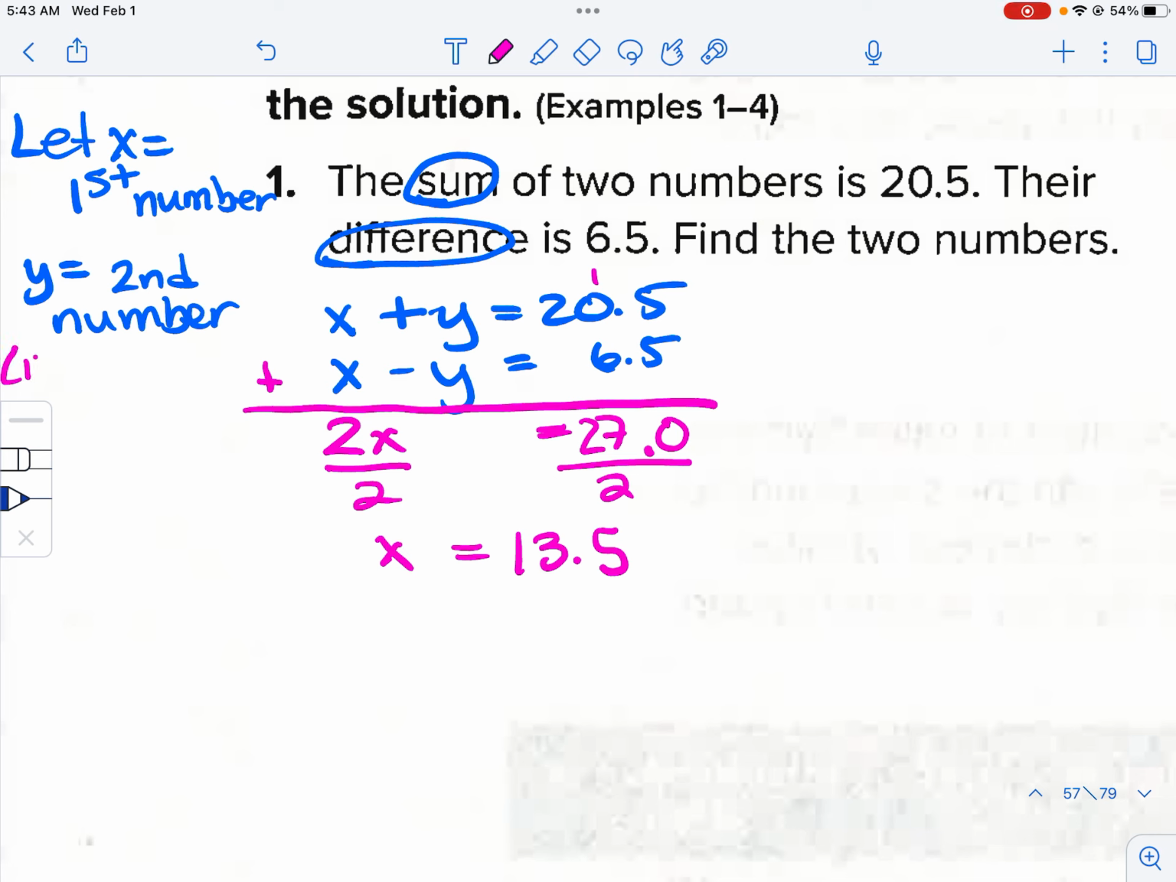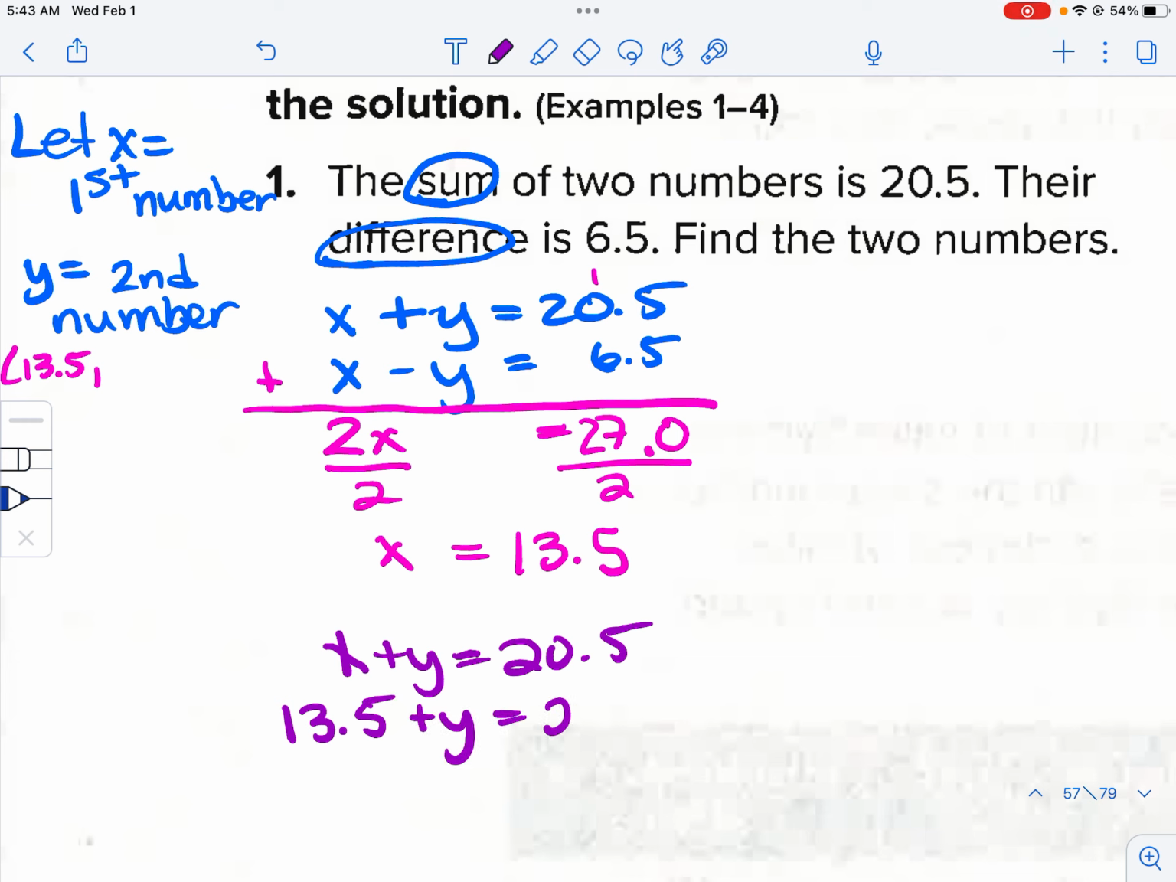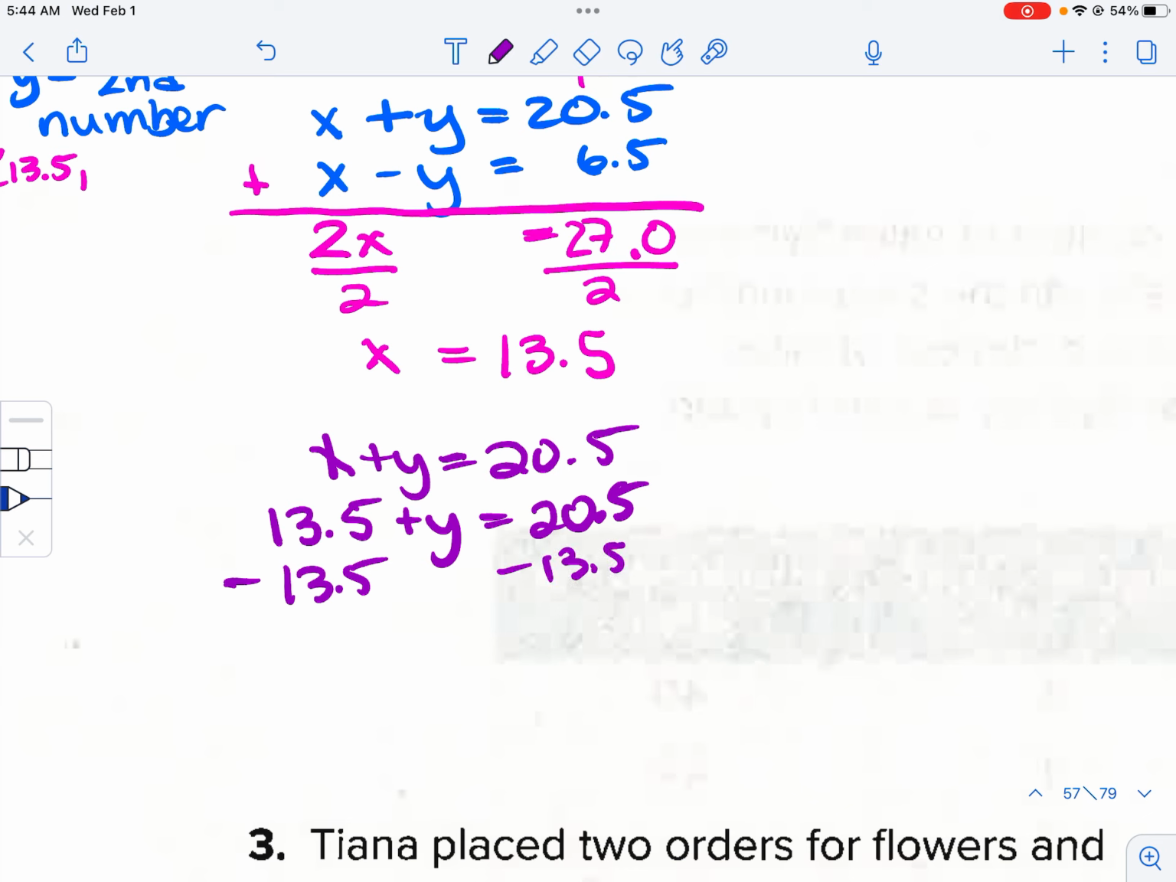Now, do you have to plug it back into the first? No. Could you plug it into the second? Yes. I personally want to plug it into the first. So I have x plus y equals 20.5. I'm going to replace the x with 13.5, so 13.5 plus y equals 20.5. I'm going to subtract 13.5 from both sides. When I do that, I get y equals 7. So y is my second number.